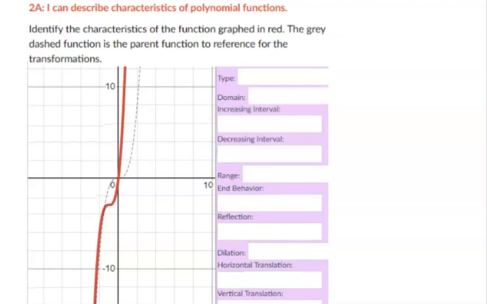2a. I could describe characteristics of polynomial functions. Identify the characteristics of the function graphed in red. The gray dashed function is the parent function, the reference for the transformations. The type of function this is called a cubic.